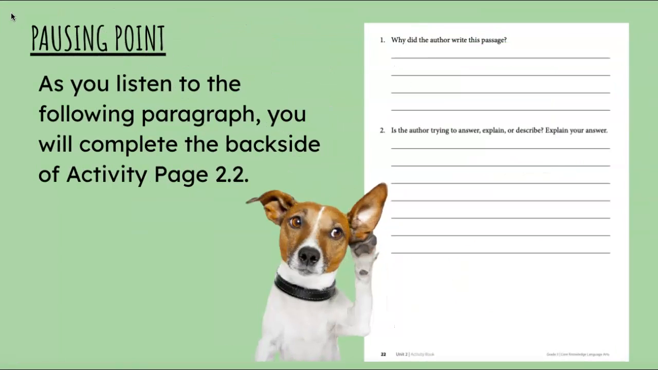This is where I would like you to get out Activity Book page 2.2, and you're actually going to be on the back side of that paper, page 22. And I want you to listen to the passage I'm going to read you. And as I'm reading, I want you to think about question number 1, why did the author write this passage? And number 2, is the author trying to answer, explain, or describe? And explain your answer. Use some proof of the things that you heard.